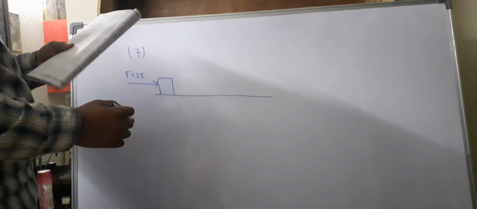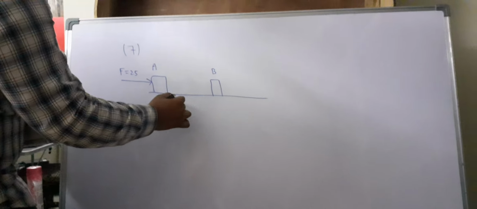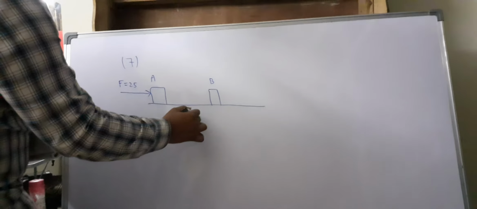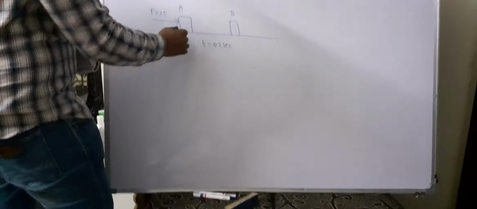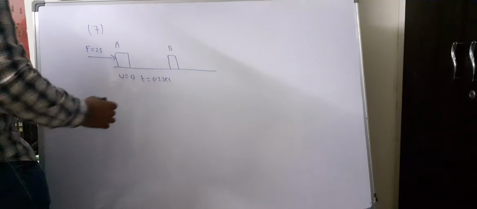The force is 25 newtons. The body is initially at A, and because of the applied force, it moves from A to B after a time of 0.2 seconds. Initially the body is at rest. Here, find the velocity. This is the question.